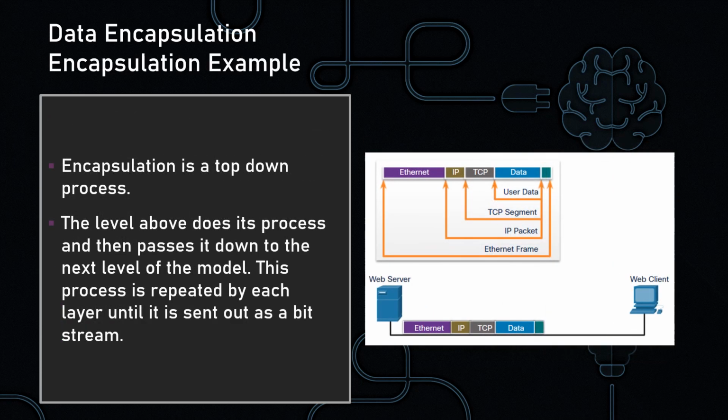Encapsulation is a top-down process, meaning that we start at the most complex layer and work our way down until we simplify it down into a stream of bits.